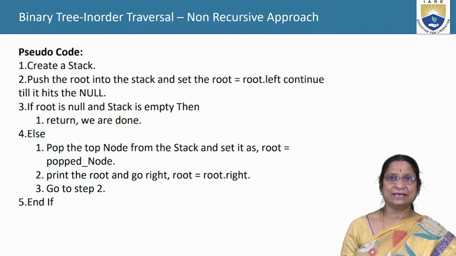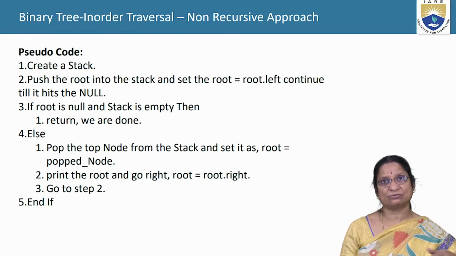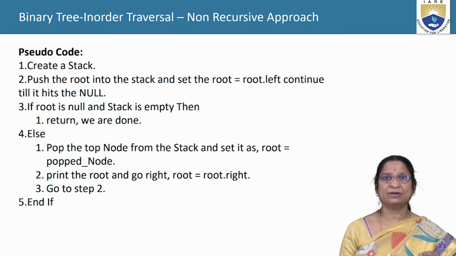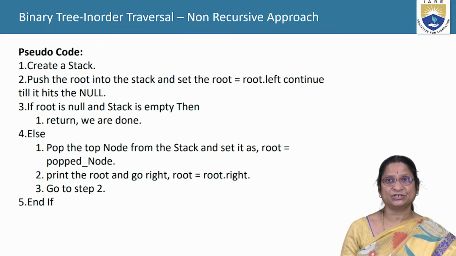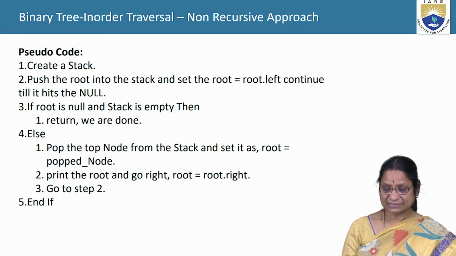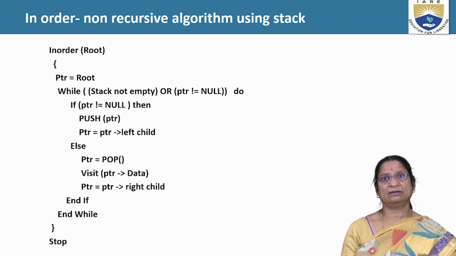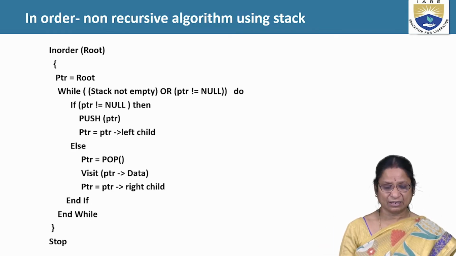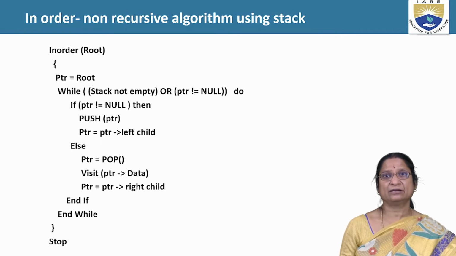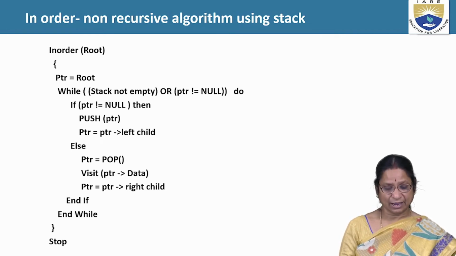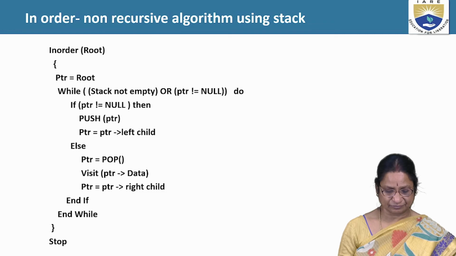The simple difference is that we are not processing in the beginning. We are processing when we are popping from the stack. While moving along the leftmost path we are pushing, and then we are popping and processing. Then we check whether any right child is there or not. If there is a right child, we will update it. Same: PTR is root, while the stack is non-empty and PTR is not equal to null, if PTR is not equal to null, push your PTR, which means we are processing the leftmost path, moving. Otherwise pop from the top of the stack and visit. Visit means printing, and then update PTR with its right child.